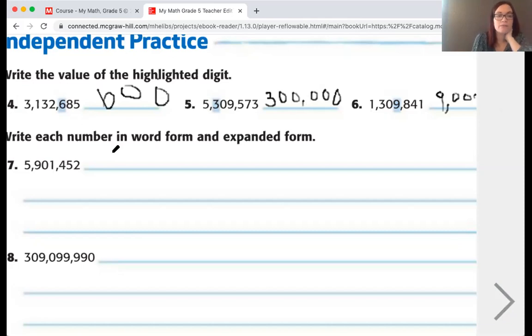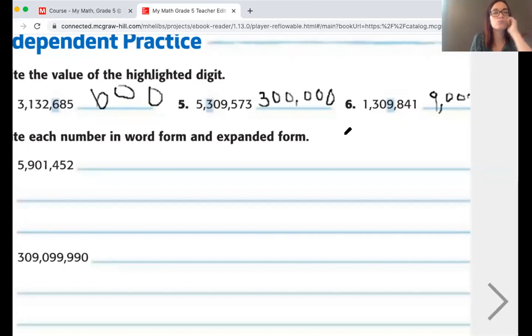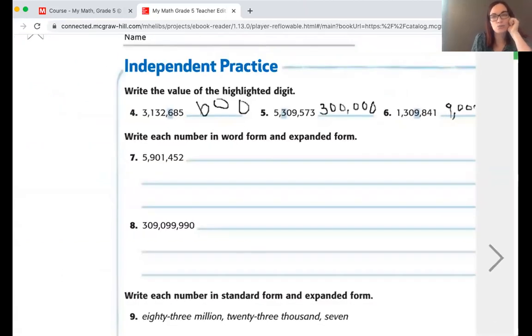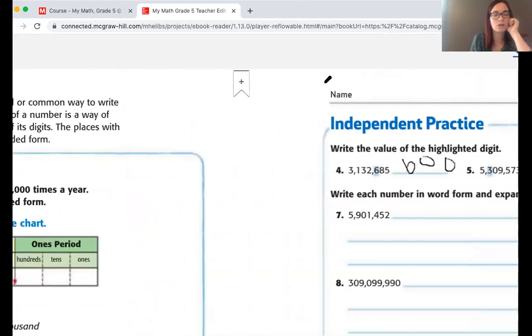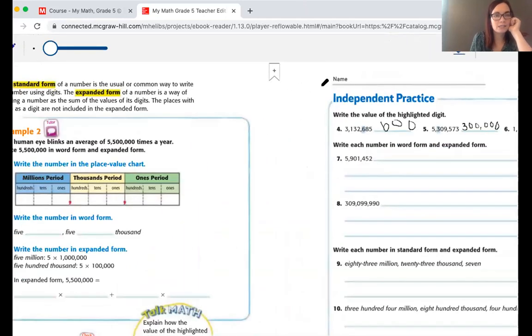So now we have to write each number in word form. Who can tell me what is word form? What did I tell you? You either see word or written form, they mean the same thing. So what does word form mean? Word form is you write it like you say it. So you have to be able to say the big number in order to be able to write it. And this is something that usually with the big numbers is a little tricky. We'll probably be practicing this more tomorrow.